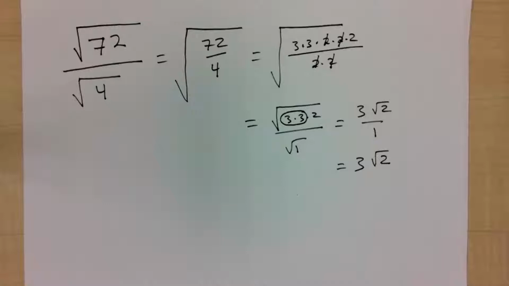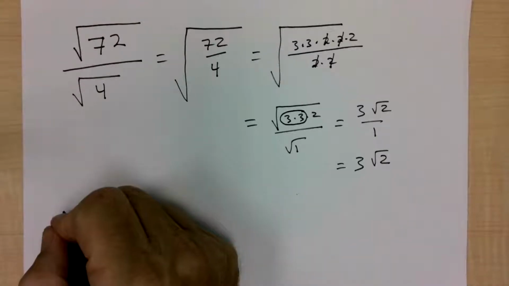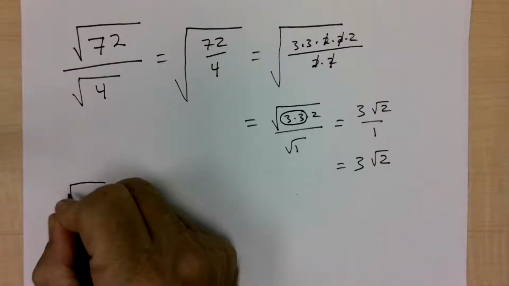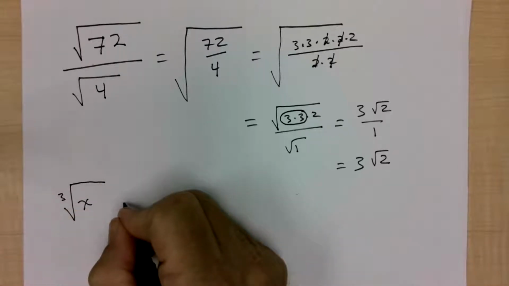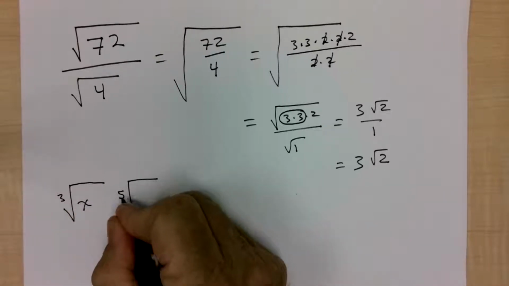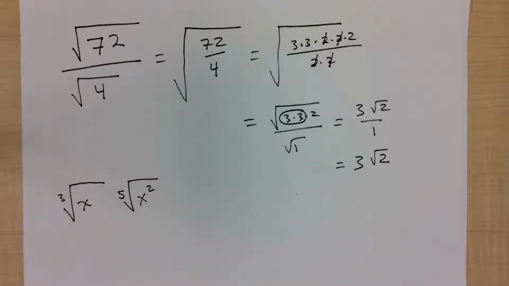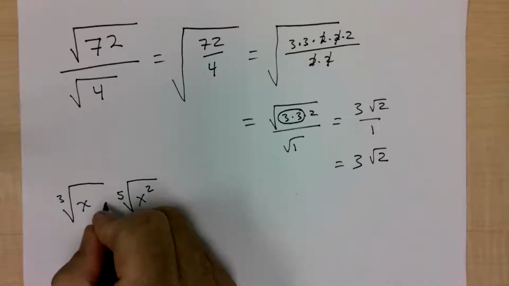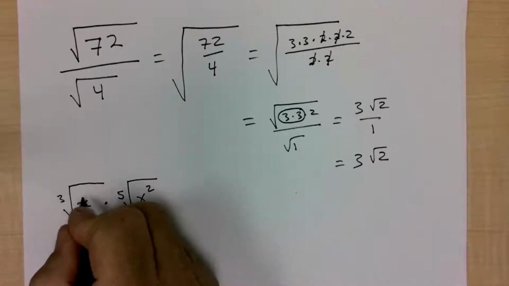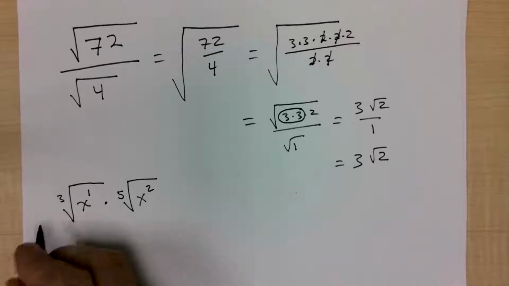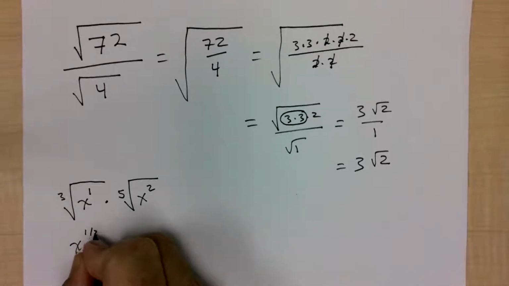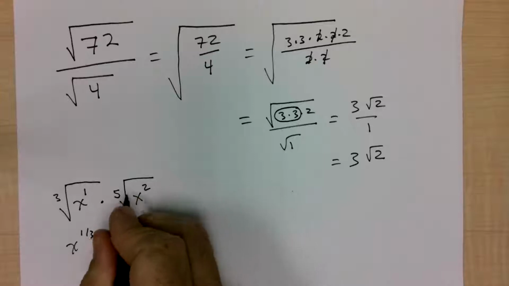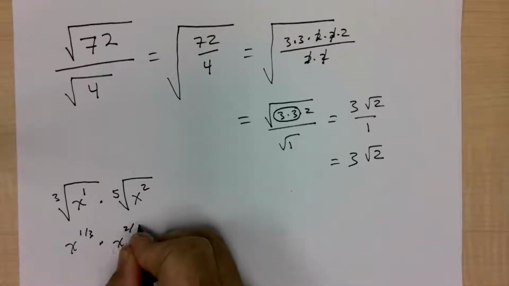The one last thing I'm going to say regarding these things is if you have different indexes, you have to be careful. So if I want to do the cube root of x times the 5th root of x squared, I cannot just put them together in one single radical. What I have to do here is appeal to the fractional exponents. So this is x to the 1/3 times x to the 2/5.